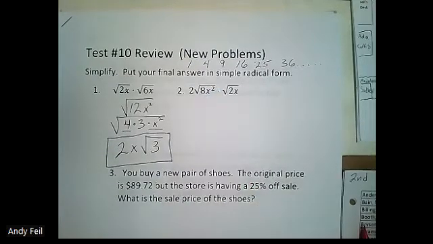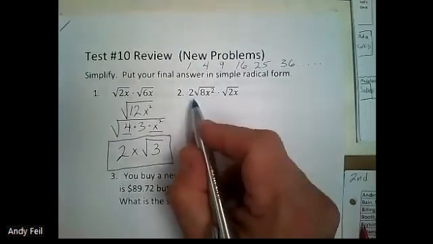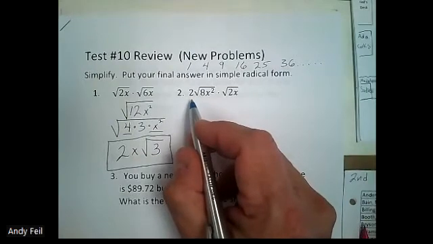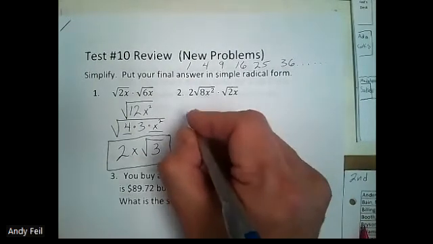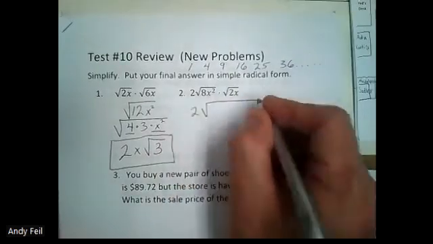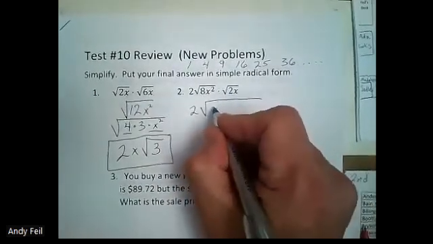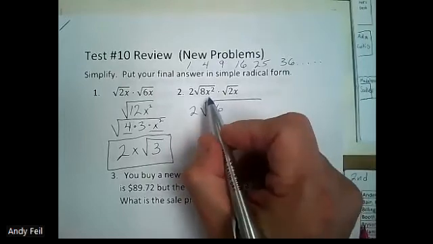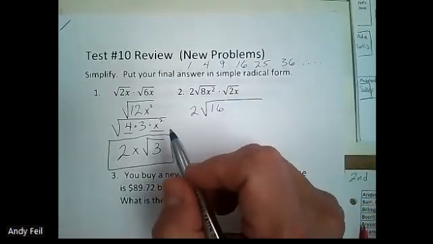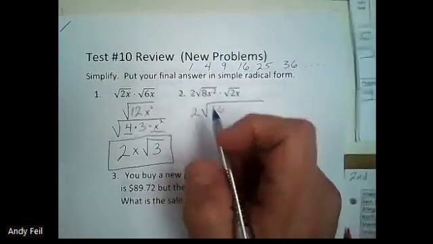Let's do this next one on the new problem. Notice that this 2 is already on the outside. Do we need to simplify things that are already on the outside? No, just write it down. Then 8 times 2, 16. What's x squared times x? X cubed, or x to the 3rd.